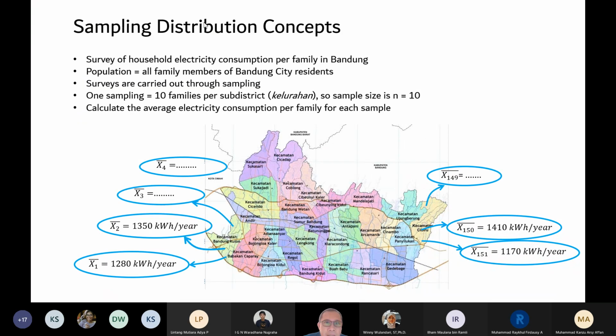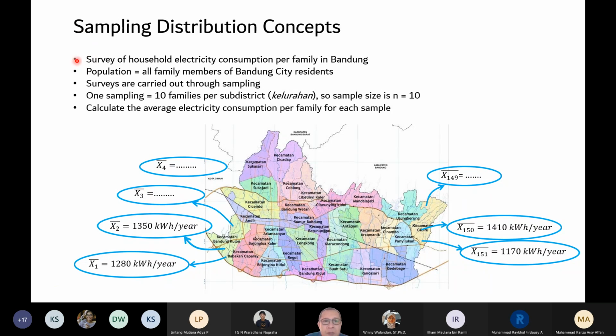Now, this is an important concept. There's no math going into this current submodule, but it contains a very important concept that we have to go through before we discuss inferential statistics. To give you an idea of what a sampling distribution is, I will give you one example. Suppose we are asked to do a study on how much electricity is being consumed by the average household in Bandung.